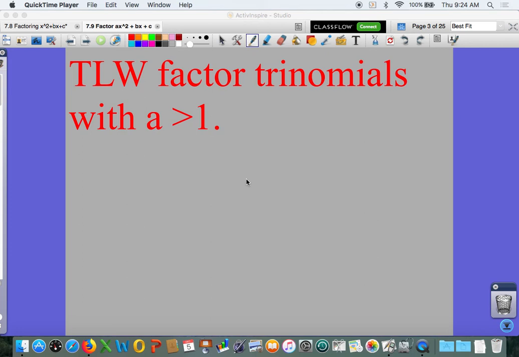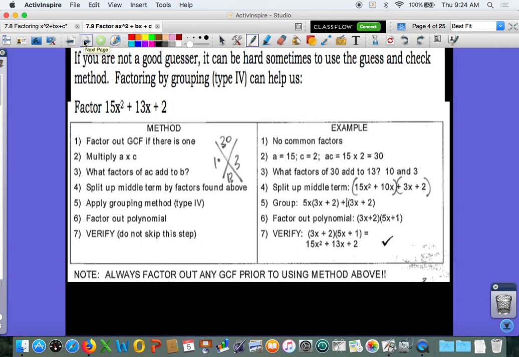Alright, today we're going to factor trinomials with a values greater than 1. Okay, so if you're not a good guesser, it can be hard sometimes to use the guess and check method. That's why we use the X method, which, if you're not sure of the X method and how to use it, refer to the 7.8 lesson where we introduce that method. Today we're just going to talk through this problem and move on to the next problem that we have in the next sample. So we're factoring here 15x squared plus 13x plus 2.